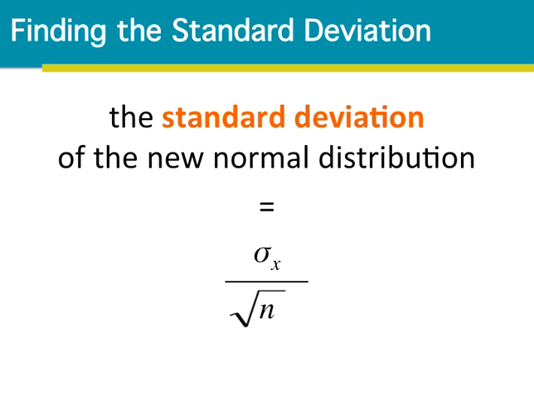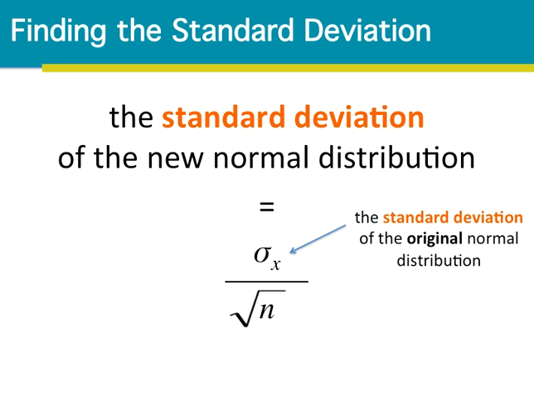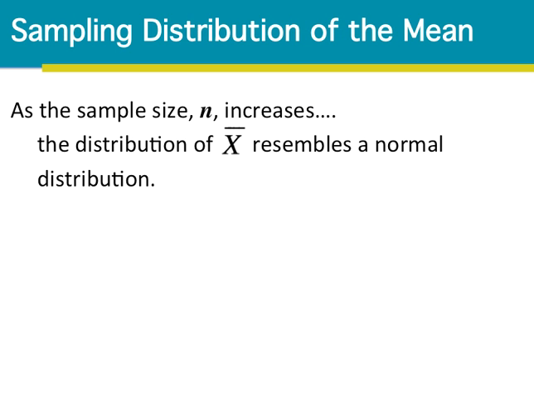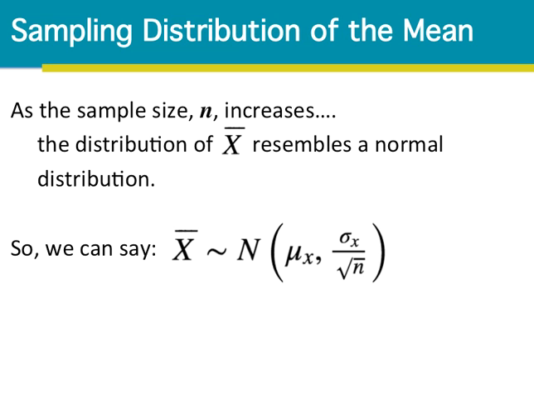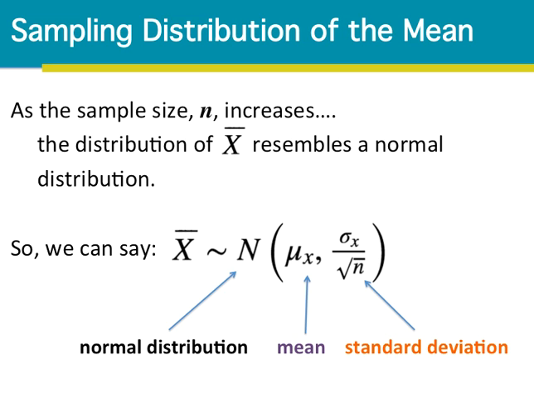This is denoted here, telling us the new standard deviation is equal to the standard deviation of the original distribution divided by the square root of the sample size. As the sample size n increases, the distribution of x̄ resembles a normal distribution. So, we're able to say that x̄ resembles a normal distribution, which is a function of a mean and our new standard deviation.